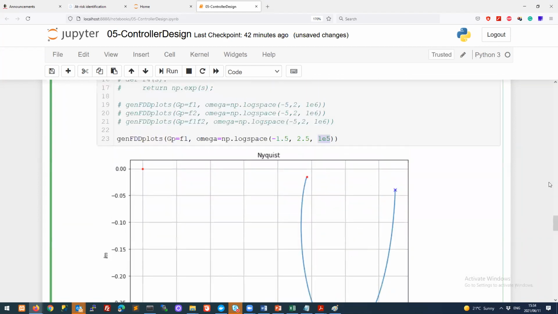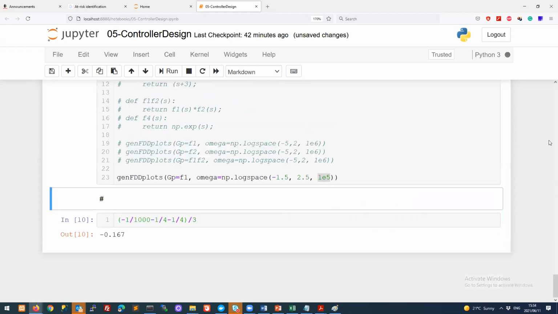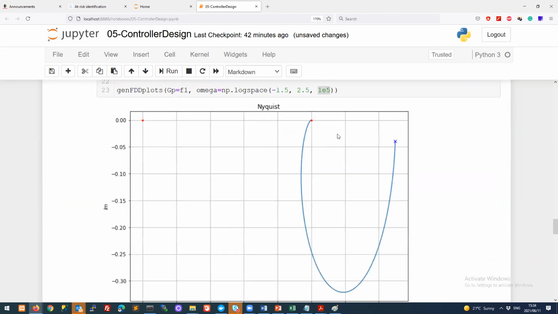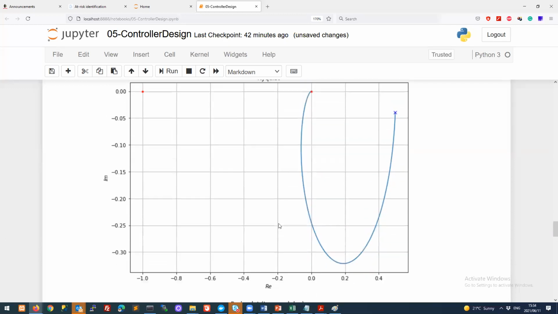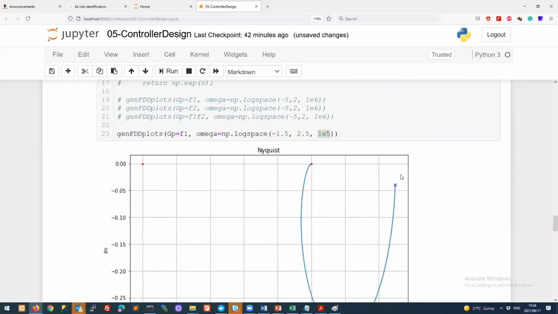So it's quite a smooth curve. So if you run that, now you can see it's wrapping there. And if you look at the scale here, minus 1, 0, there's the red point. So we are not coming close to that. So clearly this process is stable.